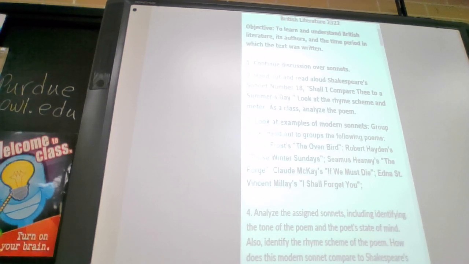Your youth goes away very quickly. You can't hang on to your youth. It comes and goes way too fast. It's basically what he's saying. "Sometime too hot the eye of heaven shines," so that would be alluding to good times and happiness, the happiness of youth. "And often is his gold complexion dimmed." So there we have the fair-haired young man, talking about his gold complexion, and often is his gold complexion dimmed. "And every fair from fair sometime declines."